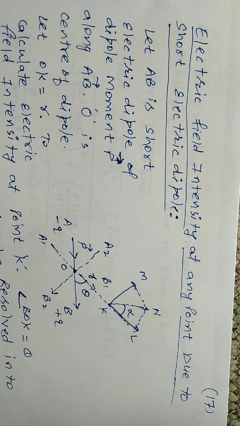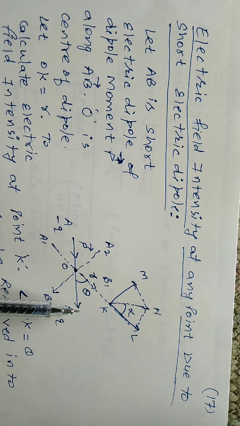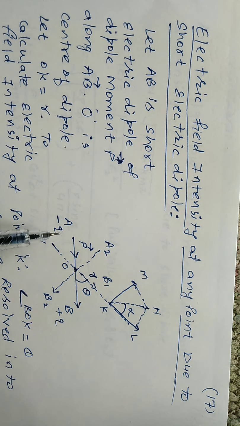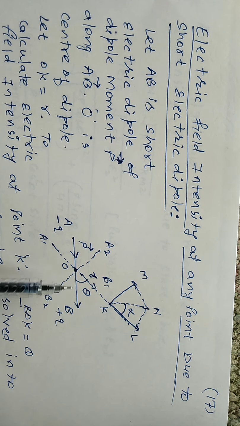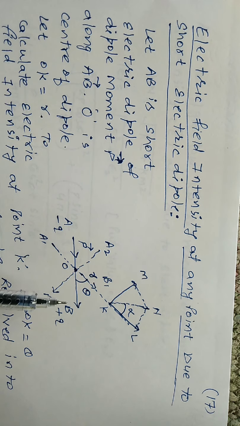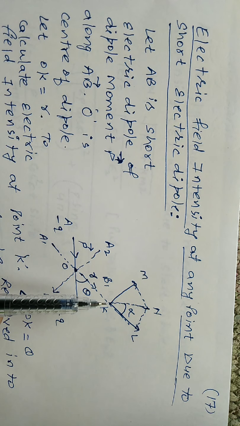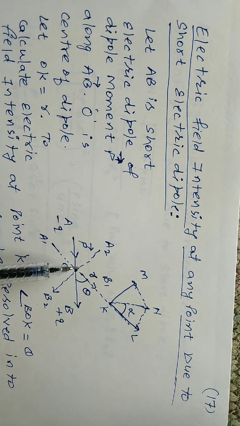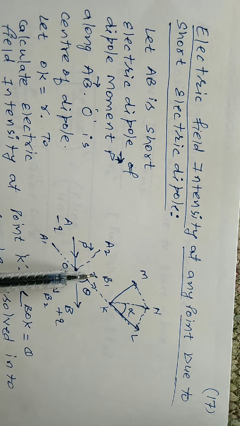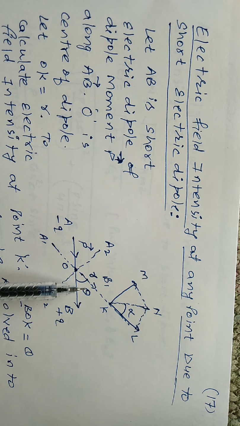Now, according to this diagram, AB is a short dipole. At point A is minus Q charge, at point B is plus Q charge, and the direction of electric dipole moment, we know, is from negative to positive. So P is the electric dipole moment. Now we have to find the electric field intensity at the point K such that the distance between O and K is r, and the angle BOK is theta.